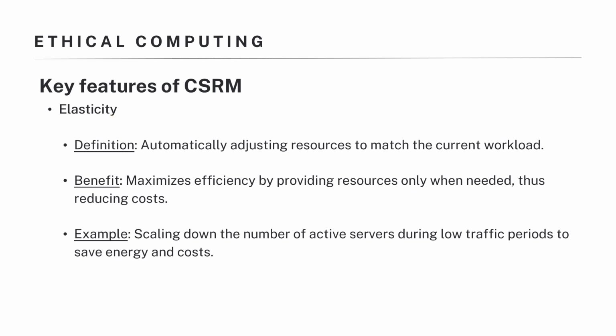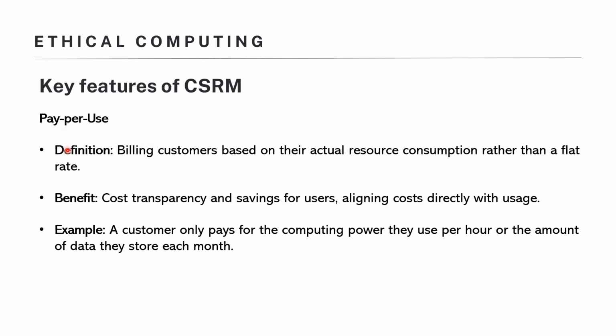to the fluctuating needs. Let's discuss the pay-per-use model in the CSRM. By definition, pay per use is a billing method where customers are charged based on their actual resource consumption rather than a flat rate. You only pay for the resources you use and nothing more. The benefit, which is quite transparent, is that the cost savings for users are very pronounced because the charges are directly aligned with the usage. So it prevents overpaying for unused resources, making it more cost effective.